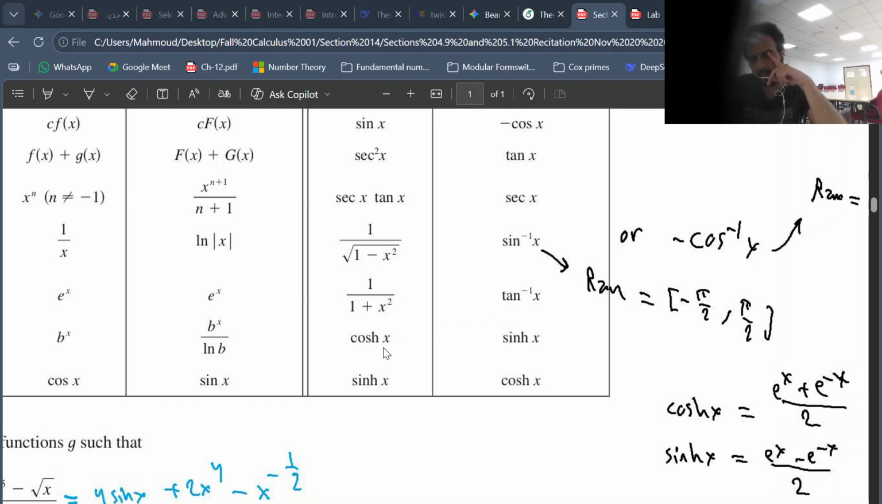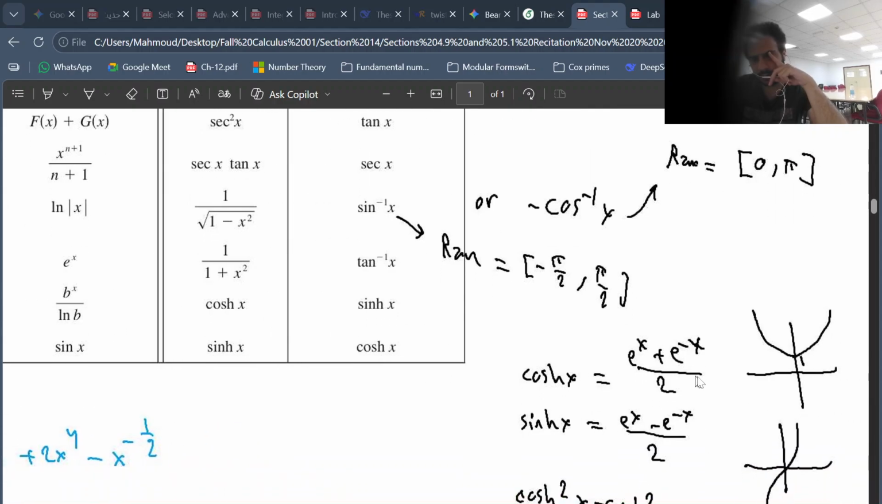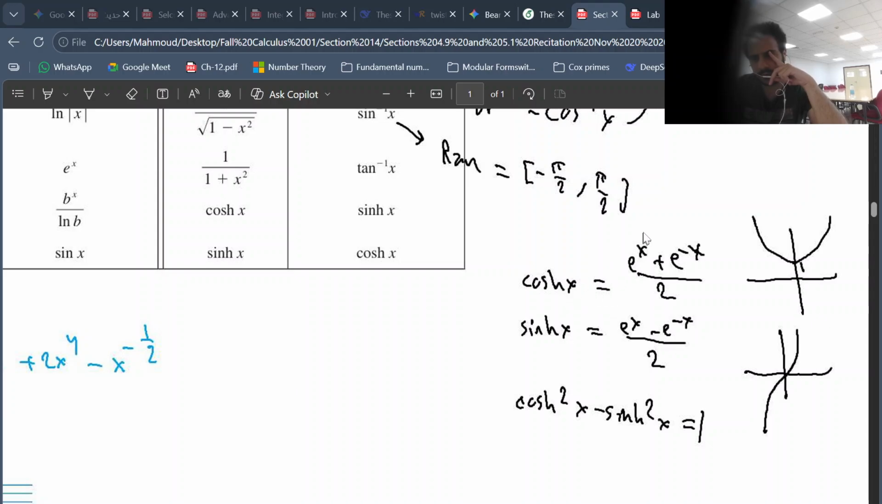Here you have hyperbolic functions, hyperbolic cosine and hyperbolic sine. Hyperbolic cosine antiderivative, sinh x. Sinh x antiderivative, cosh x. These are not included with you, but if you are curious about this, here is the definition. Cosh x equals e to the x plus e to the minus x over 2. Sinh x equals e to the x minus e to the minus x over 2. Cosh looks similar to quadratic. Sinh similar to x cubed.